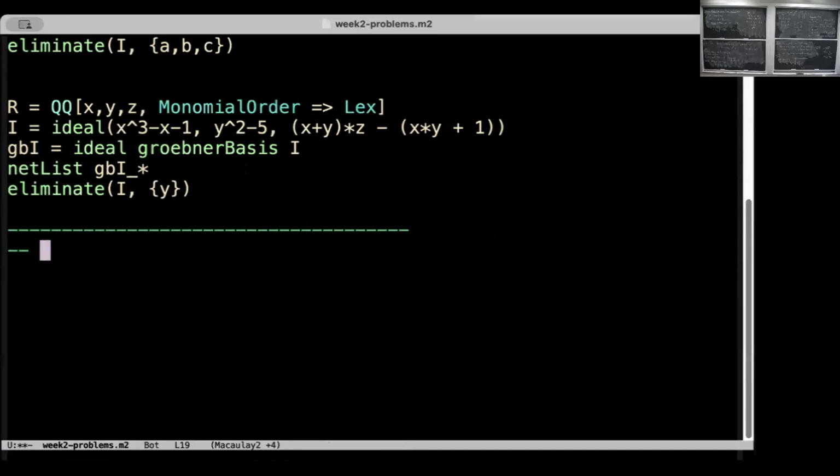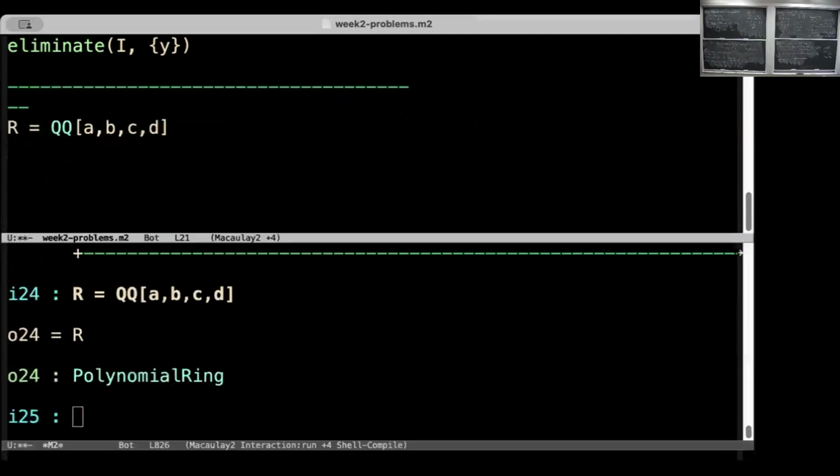So let's take an ideal. So I'm going to take a polynomial ring. We could do it over the rationals or over a finite field. This doesn't really matter. Let's do it in 4 variables for starters. I'll just use A, B, C, and D.